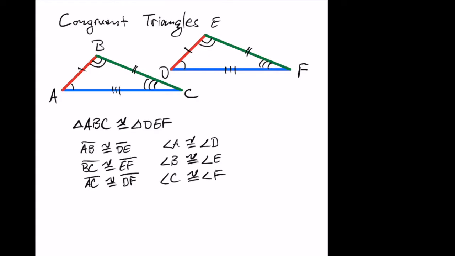This is specifically what we are saying when we say we have congruent triangles, that we have 6 parts that are congruent to 6 parts. 3 of the parts are side lengths, and 3 of the parts are angle measures. Congruent means measures the same. And so if I was to say that AB was 5 centimeters, then DE must be also 5 centimeters.